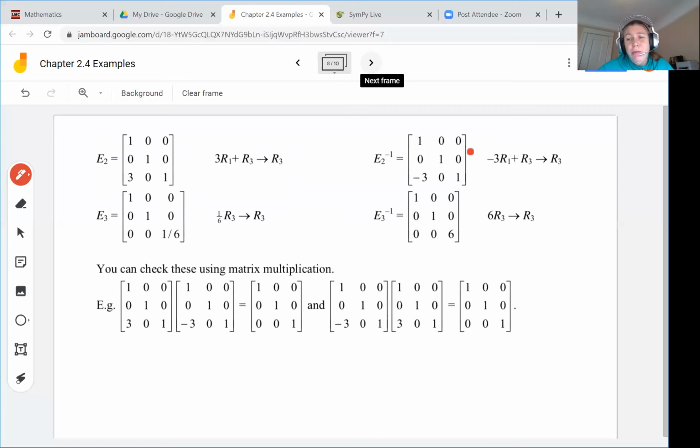Because elementary matrices are formed using the identity matrix and then manipulating it with one of our row operations. So here we see E2 times E2 inverse gives us back out the identity matrix 3 by 3. And then here is E3. Oh no, sorry, that's E2 again. That's E2 inverse multiplied by E2, also giving us the identity 3 by 3 matrix.